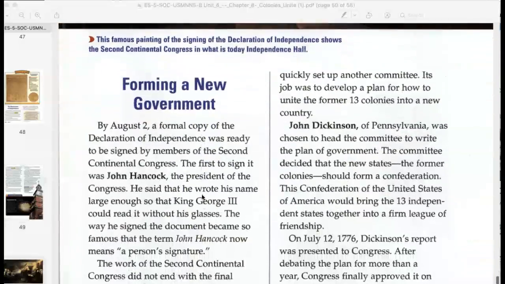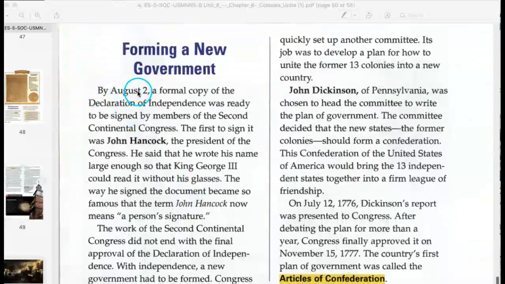A little trivia. Okay, so by August 2nd, a formal copy of the Declaration of Independence was ready to be signed by members of the Second Continental Congress. The first to sign it was John Hancock, the president of the Congress. He said that he wrote his name large enough so that King George III could read it without his glasses. The way he signed the document became so famous that the term John Hancock now means a person's signature.